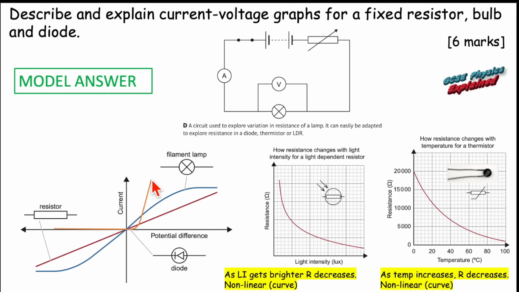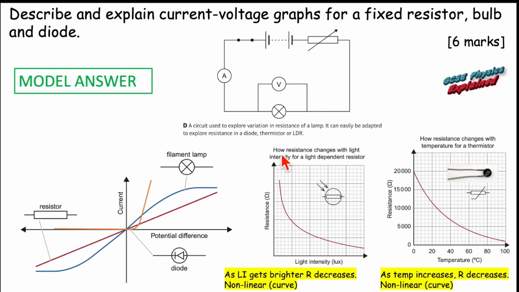And finally, the other graph you need to know is for a diode, and that is a curve at the front here, and it's just a straight line at the back with no current. Because, of course, a diode lets no current flow in the reverse direction, but it does let current flow in the forward direction.